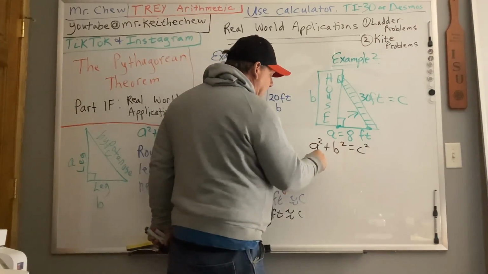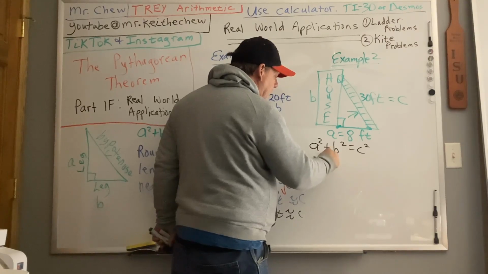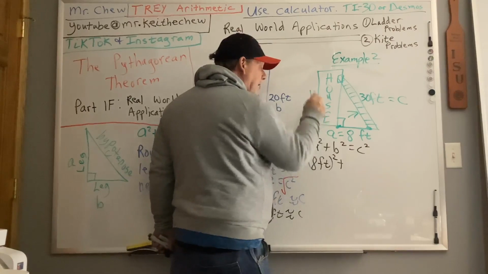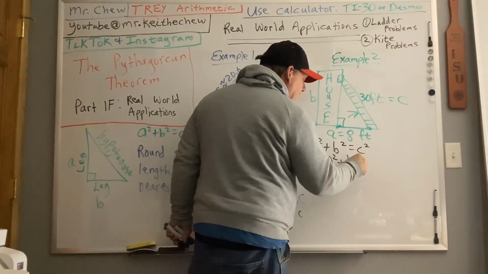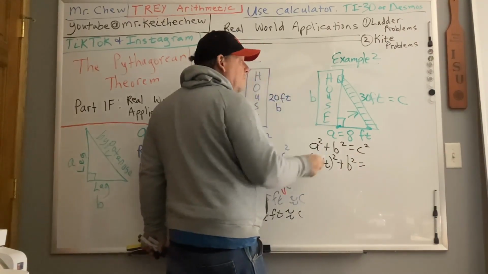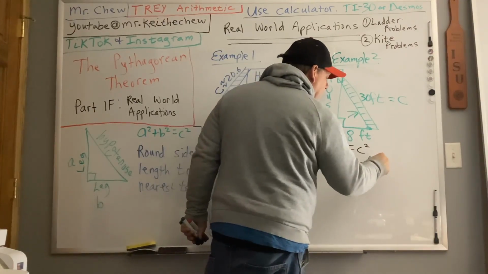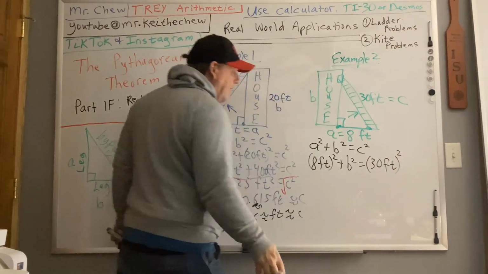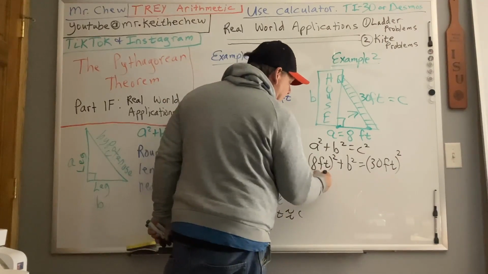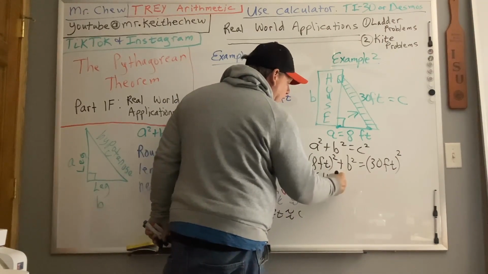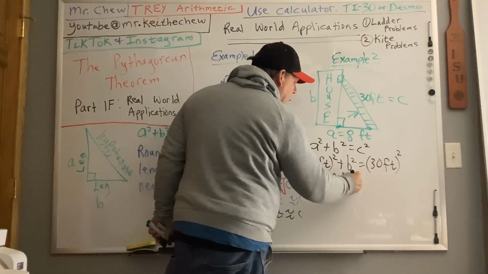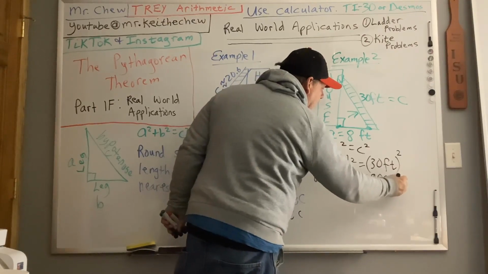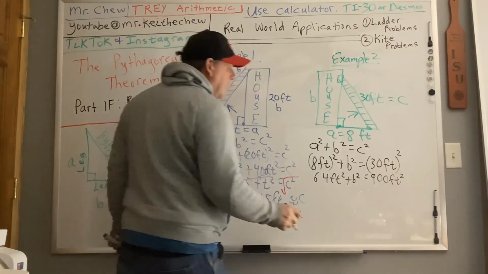So my A is 8 feet, and I'm going to square that. My B, I don't know, so I write B squared, just like in the formula. And the C is 30 feet, and I square that. So 8 feet squared is 64 feet squared plus B squared equals 900 feet squared. That's what 30 squared is.